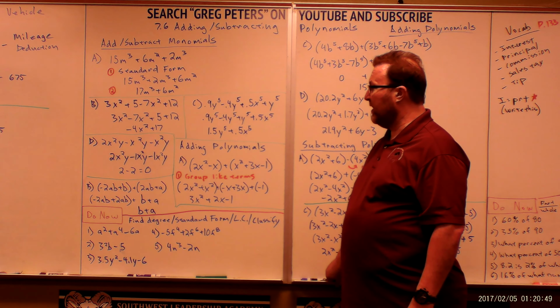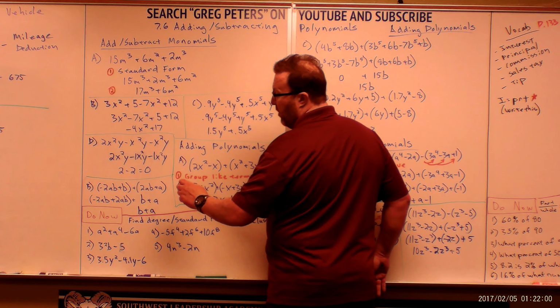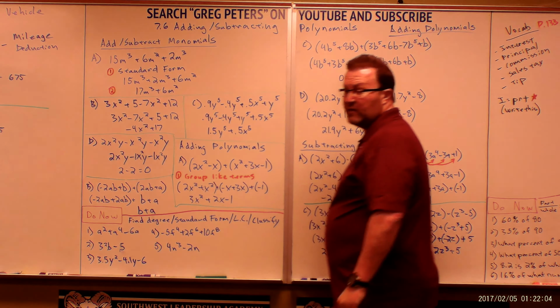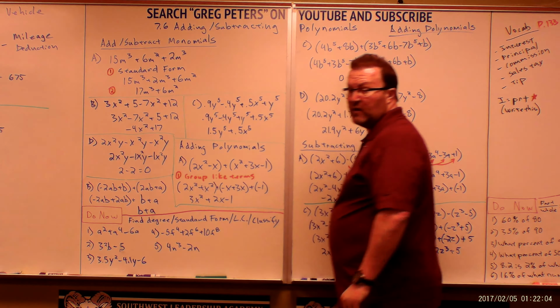Did I really do anything different with this problem? No. It was already in standard form. The only thing that is different, you have to remember, is that this is a -1 and that's a -1. Well, -1 and -1 is -2, and this one's 2. So this one's going to be 0 when it's all said and done. Okay?